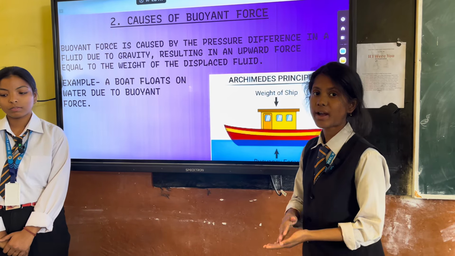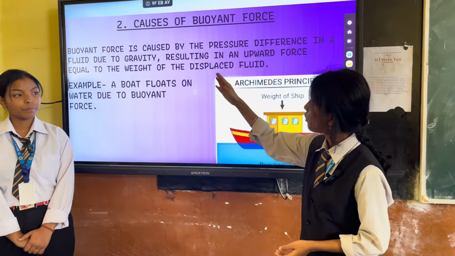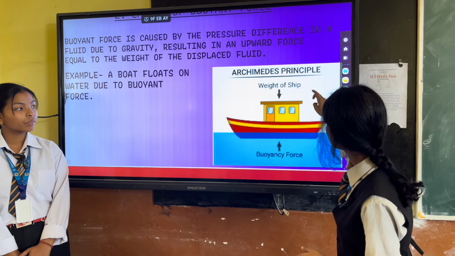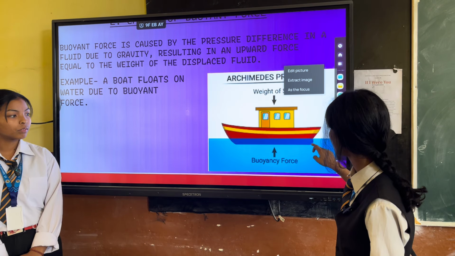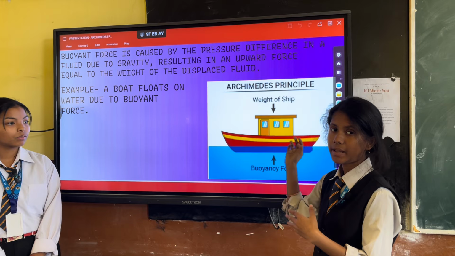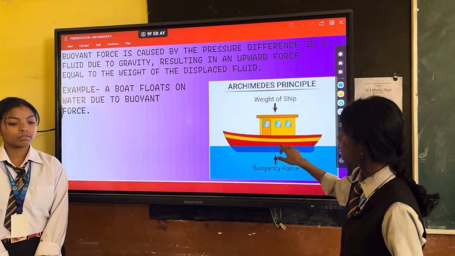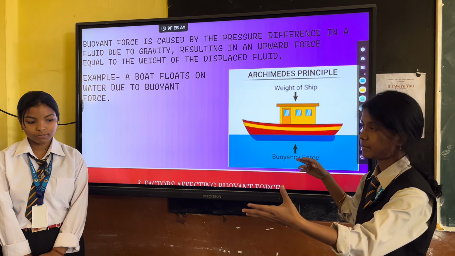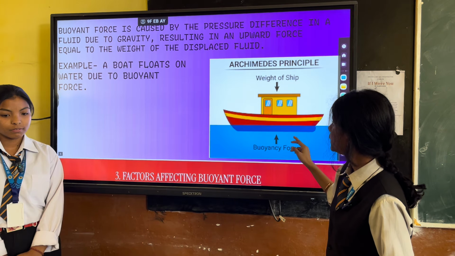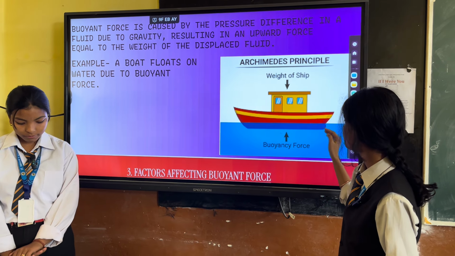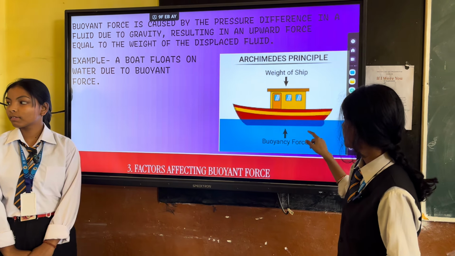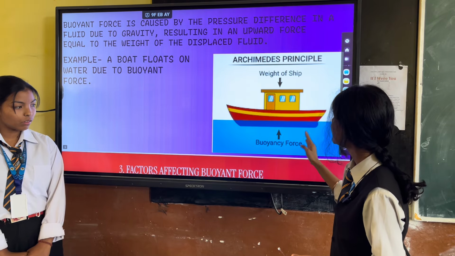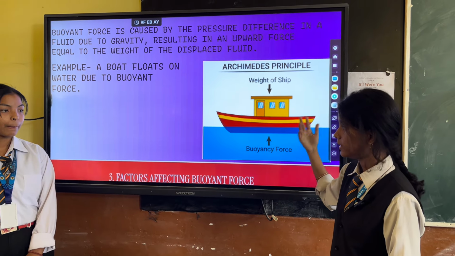Causes of buoyant force. Why does buoyant force happen? Buoyant force is caused by the pressure difference. The pressure difference over here and the pressure difference over here makes the buoyant force occur, an upward force equal to the weight of the displaced fluid, which I have explained earlier. This is an example where a boat is floating on water due to buoyant force. The pressure here is less than the pressure here, due to which it is able to float on the liquid surface.